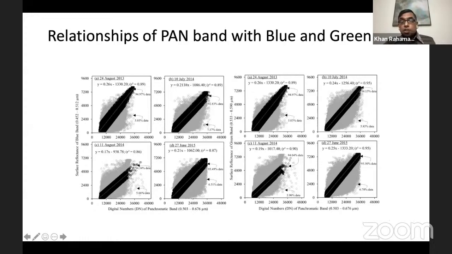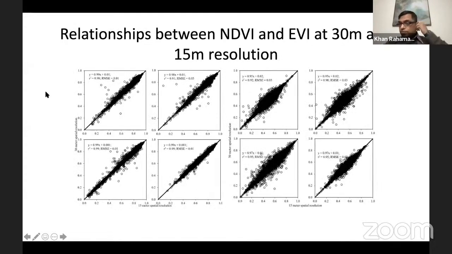After finding this relationship, there are millions of data points here. You can see these gray areas, which are only 0.17%. I am considering these as error. So there are millions of data points here, and I tried to see what the R-square values were between those variables, and I found in most cases it's approximately 80 to 90%. Whenever I found that relationship with the pan and the blue and green bands, I tried to adopt the STARFM method to fuse the data sets and enhance them to 15 meters.